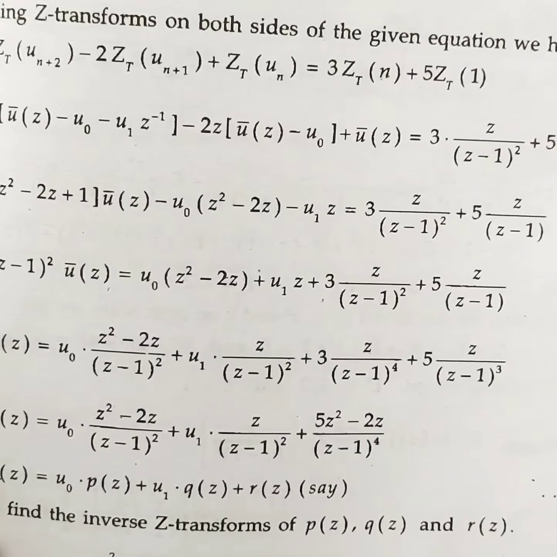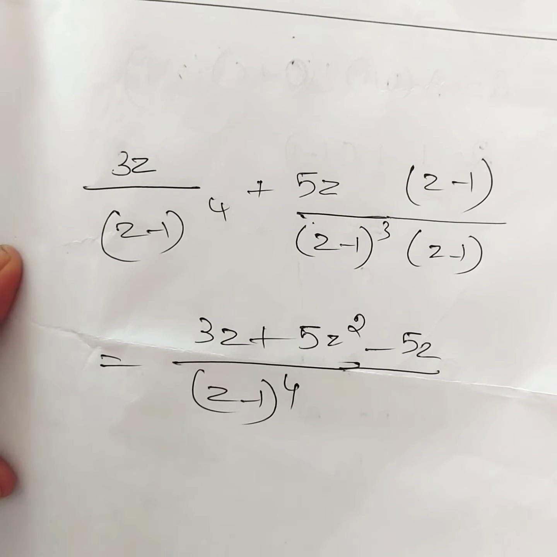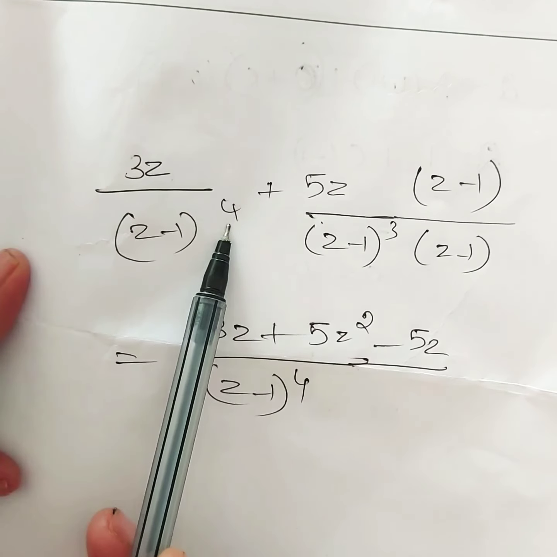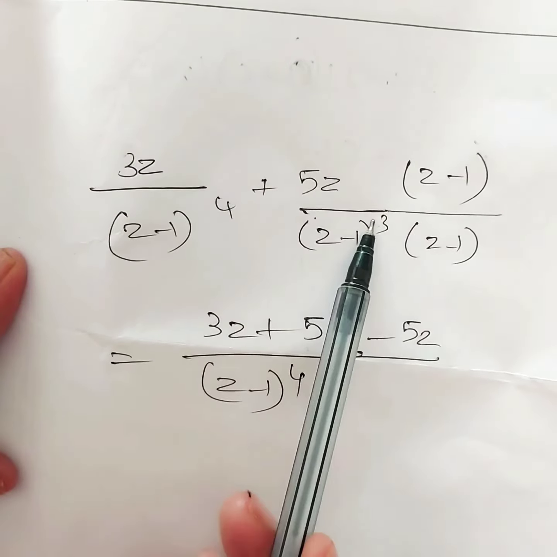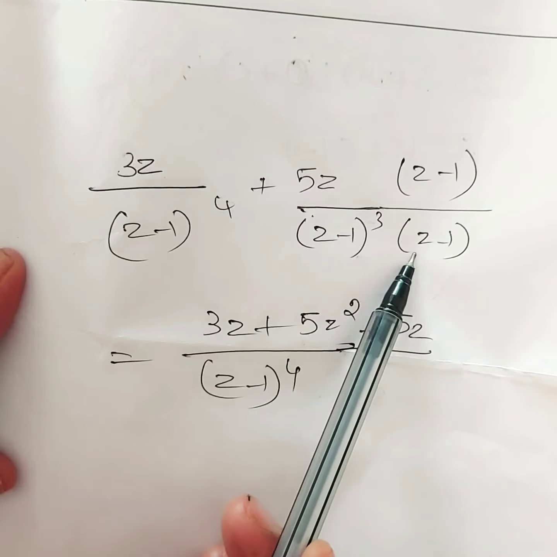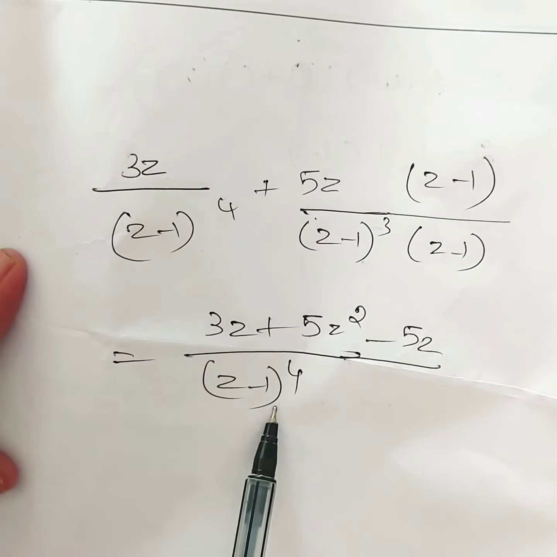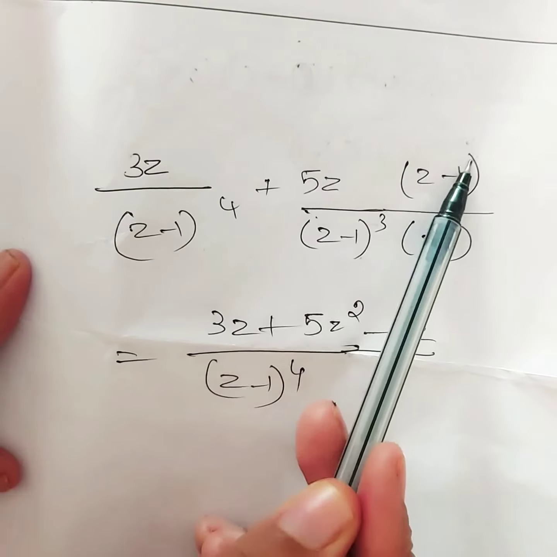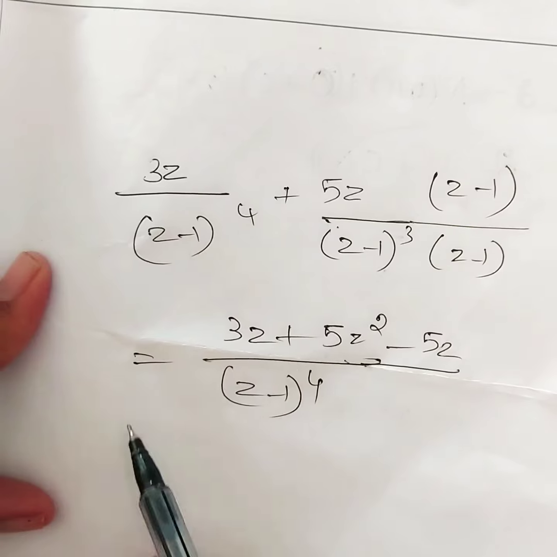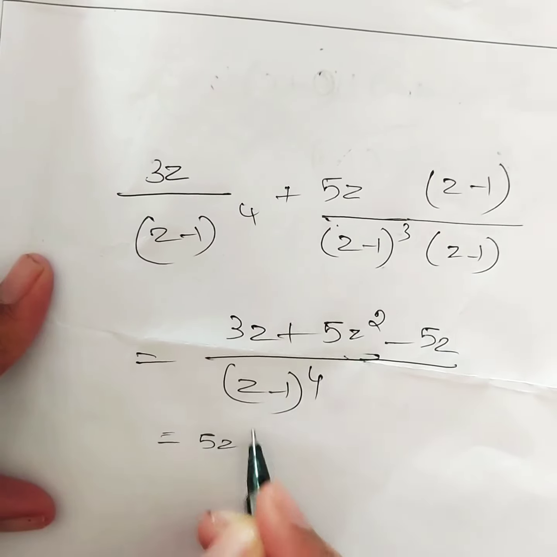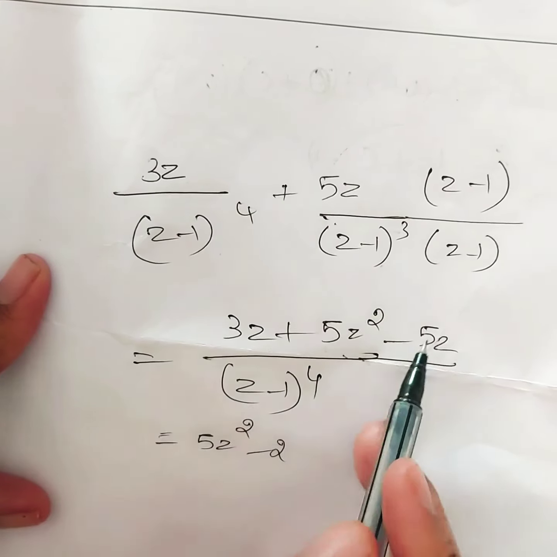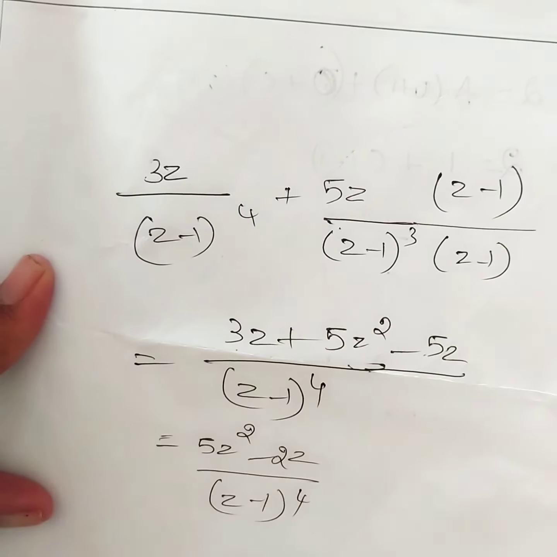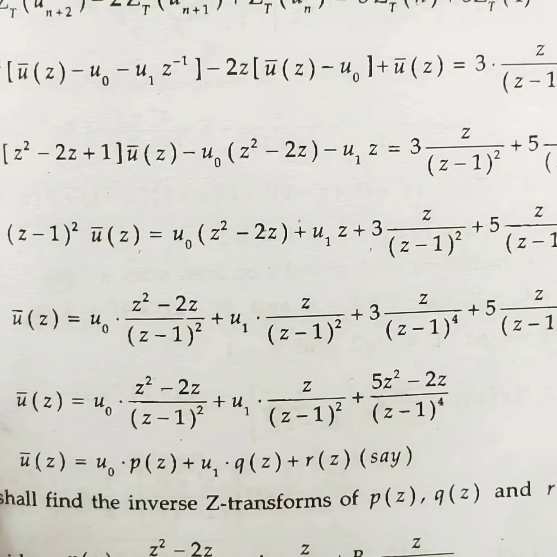This is just LCM, you can show that also. This is the term 3z by z minus 1 the whole power 4 plus 5z by z minus 1 cube. So multiplying numerator and denominator by z minus 1, the denominator becomes z minus 1 power 4, and here 3z as it is. If you multiply, 5z square minus 5z. So if you simplify, what I will get is 5z square minus 5z plus 3z, so I will get 5z square minus 2z by z minus 1 the whole power 4. This is what we have got there.